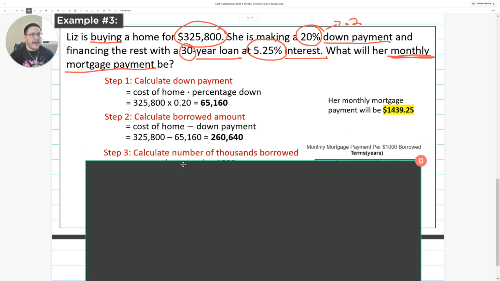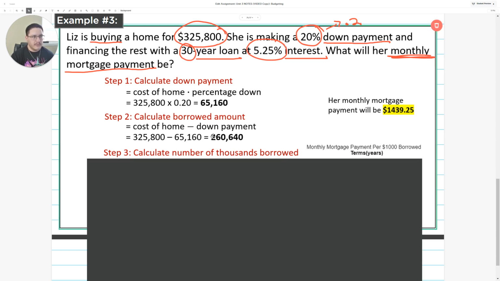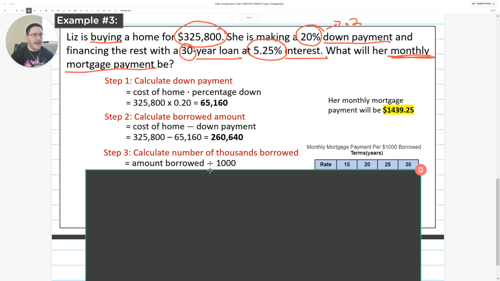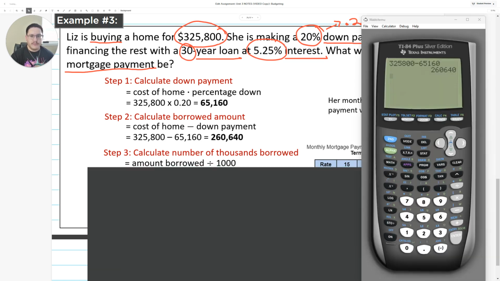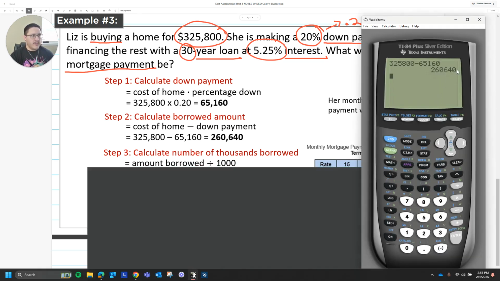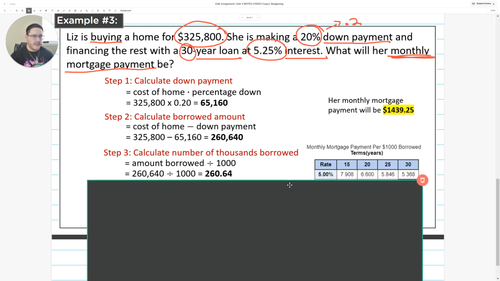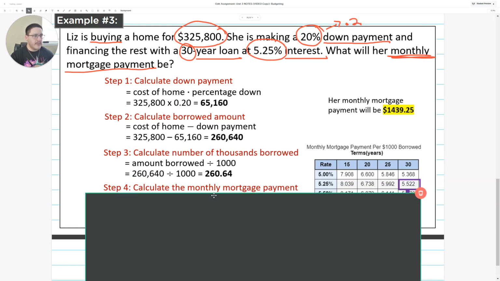Continuing on. Now, step 3, we're going to calculate the number of thousands borrowed. So we're going to take this number from step 2 and divide it by 1,000. There are a couple of ways you can do this. Move the decimal place to the left 3 times, and you should get 260.64, or simply divide by 1,000. And again, we get 260.64.